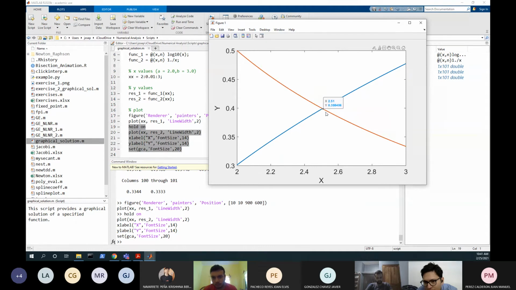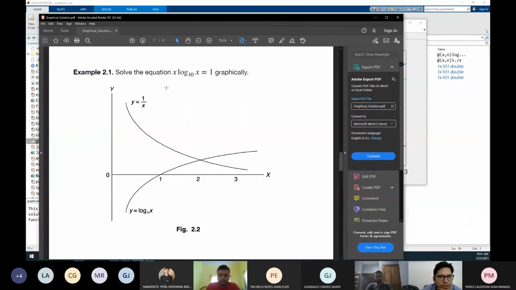There you go, 2.51. And then the solution, this is the one, 2.51. Okay, so now to prove this solution, I want you to substitute 2.5 in this equation. Sustituyan 2.5 en esta ecuación. Recuerden que es un logaritmo base 10. And it has to be very close to 1.